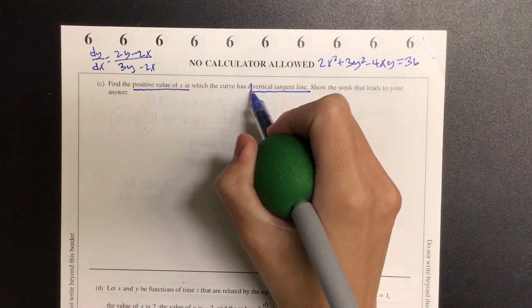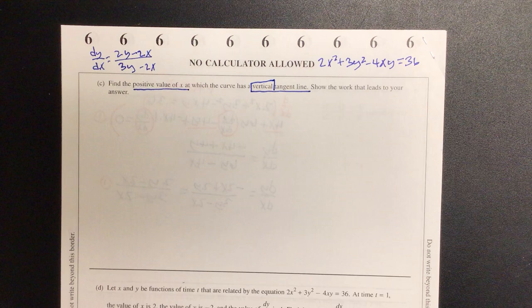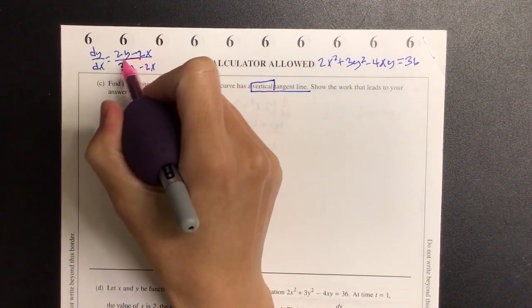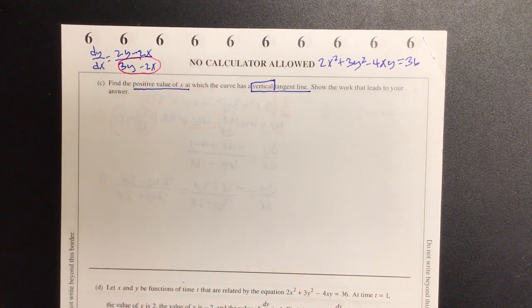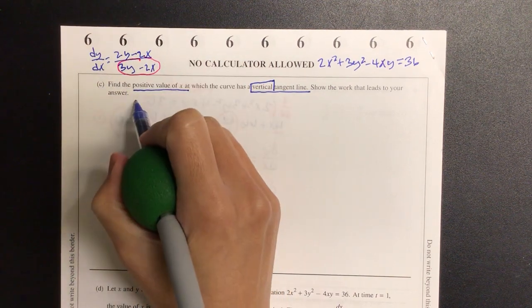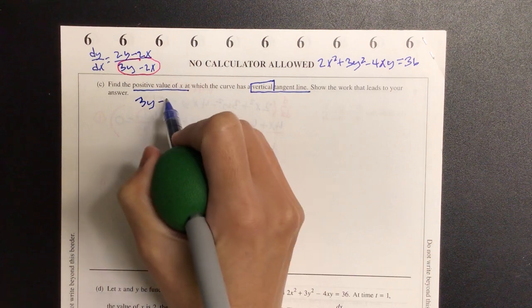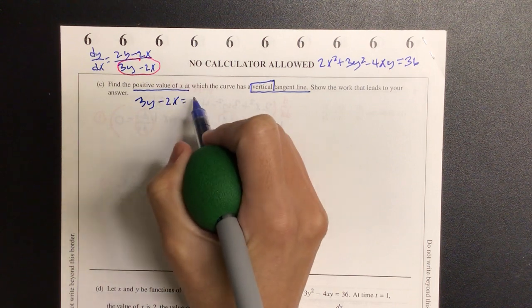And I want to box the word vertical. When we had a vertical line, it was undefined, right? And it is undefined when it is 0 on the top or the bottom of the fraction. Bottom. So I'm going to go ahead and circle the bottom and say this guy right here must equal 0. So we have 3y minus 2x must equal 0.